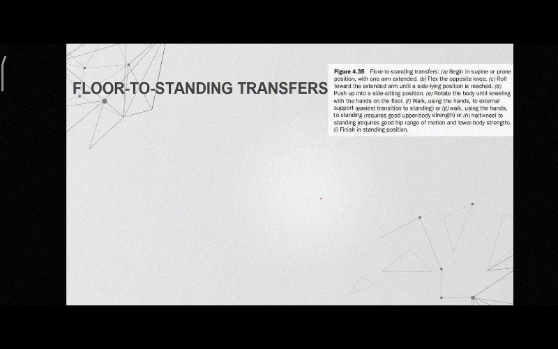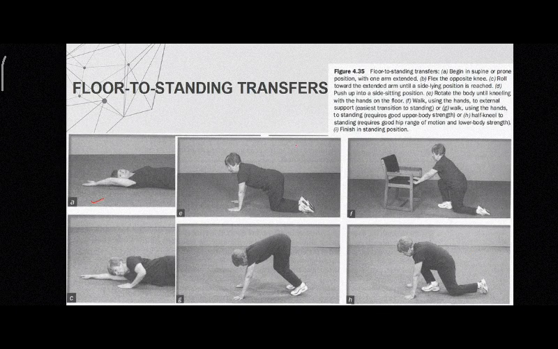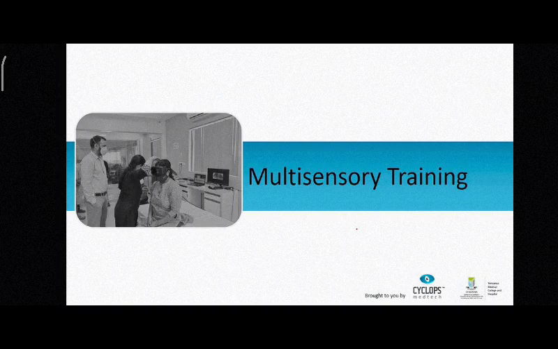Now coming to floor to standing transfers. So first they have to lie down, as in picture A we can see. Then they have to start raising their one leg. Then they have to take a turn, and finally with the help of their hands they have to get up from the floor. Then they have to bend like this, and taking a support from the chair they can easily get up. So there are other variations of this also, so you can modify these exercises or these sets according to the patient. Now coming to multi-sensory training.